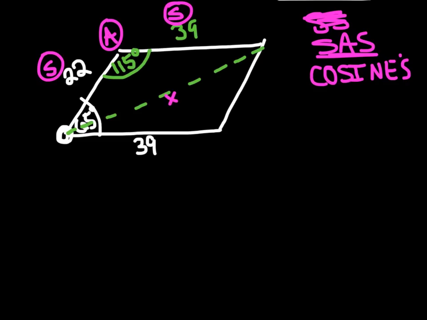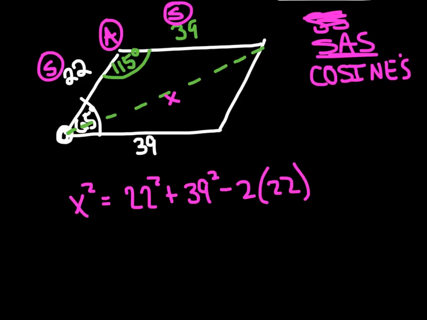So let's put an X right here, and this is a great time to hit that pause button before I start to show any of my work and see if you can set up the law of cosines and evaluate it on your calculator correctly. So I'm going to say that x squared, because that's opposite the given angle, is equal to 22 squared plus 39 squared minus 2 times 22 times 39 times, not the sine, but the cosine of 115 degrees.